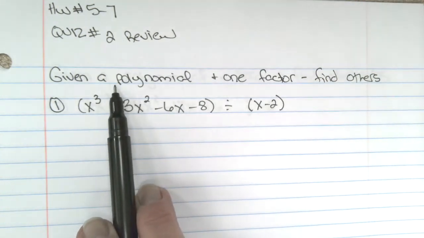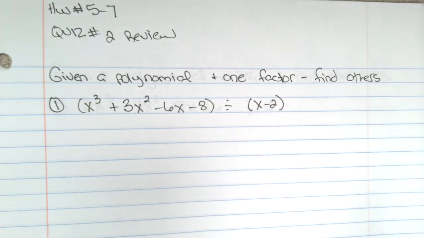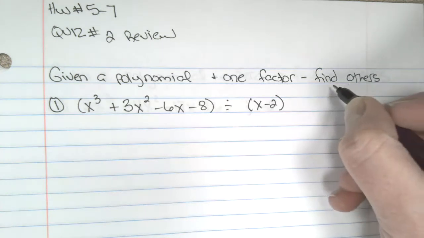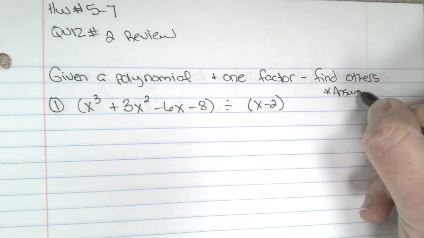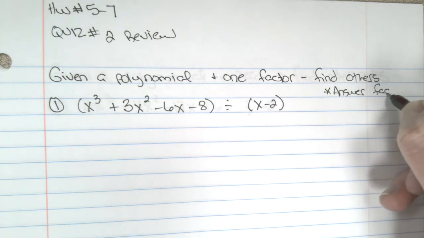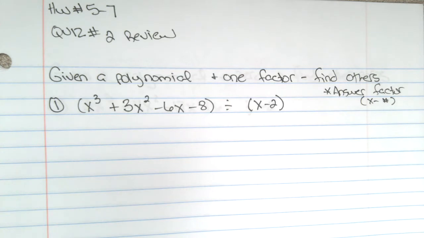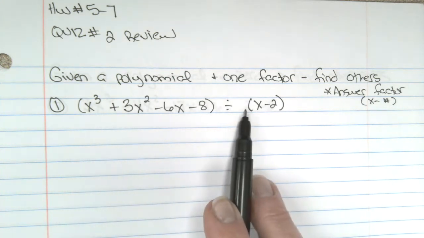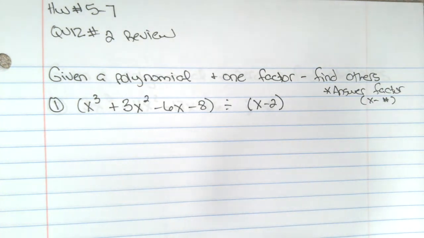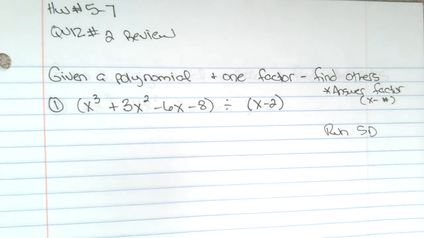The first one says, given a polynomial and one factor, find the others. So when it says find the others, you need to know that your answer is going to be a factor. So it's going to be like x plus or minus a number when it wants a factor. But in order to find that, we are going to have to do synthetic division. So we're going to run synthetic division.